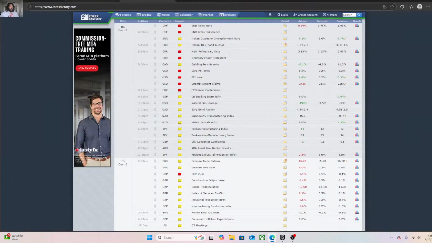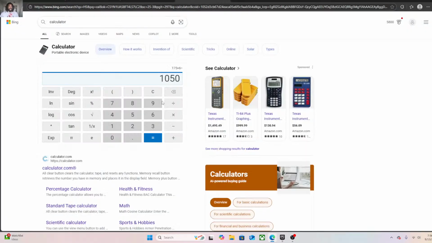So no, let's do worst case scenario. Sometimes I risk 250. So 250 times 6. I lost 1,500 over the course of 2 weeks.